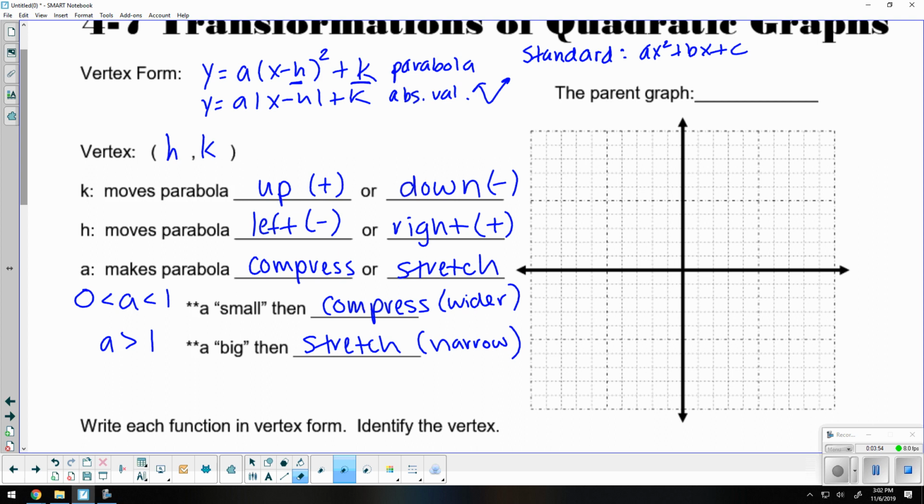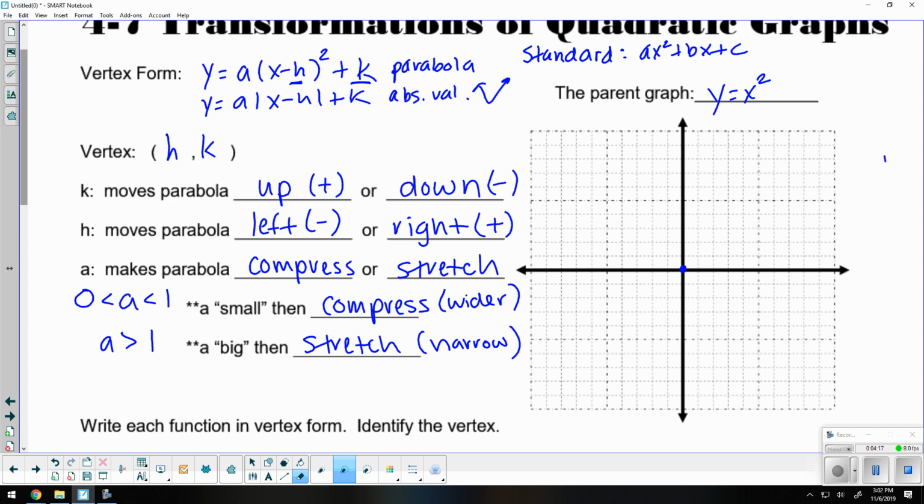The parent graph, so let's go through this real quick, is basically the simplest form of a function that we have. The simplest parabola that we can possibly graph, where nothing's being done to it, is just y equals x squared, where the vertex would technically be the origin, just like it always is. That's always your point of reference.